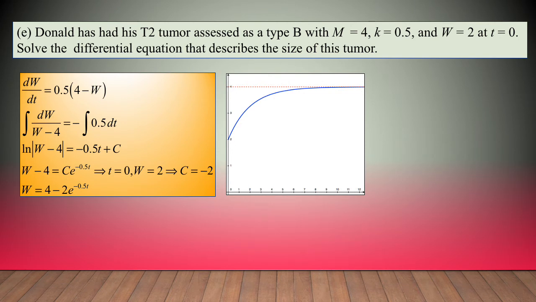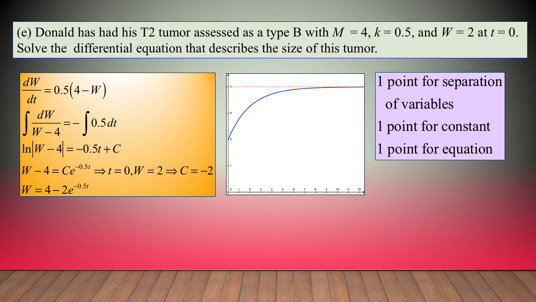Although not required, we see a graph of the equation. 2e to the negative 0.5t is a decay curve with an asymptote on the x-axis. So W equals 4 minus 2e to the negative 0.5t will be a growth curve with an asymptote at W equals 4. 3 points for this equation, 1 point for the separation of variables, 1 point for the constant, and 1 point for the actual equation.